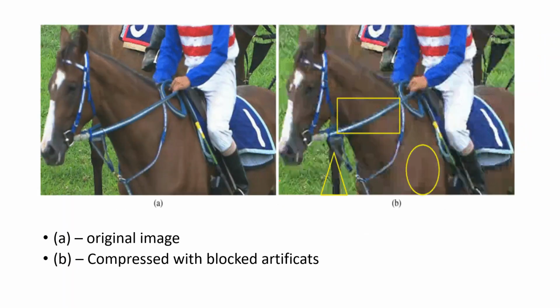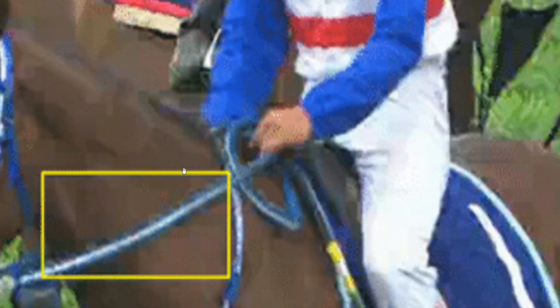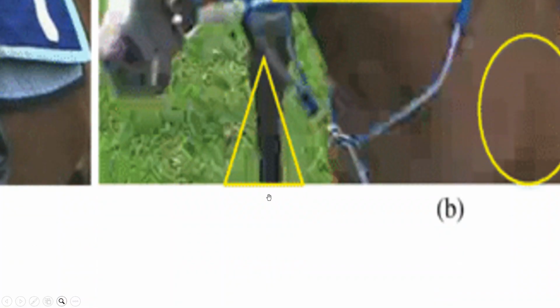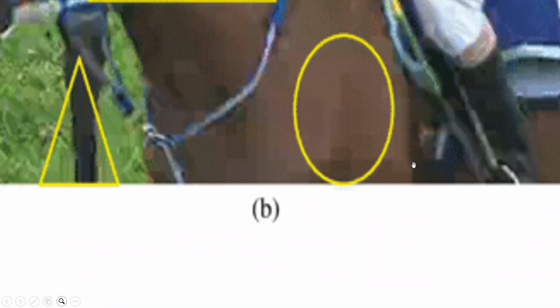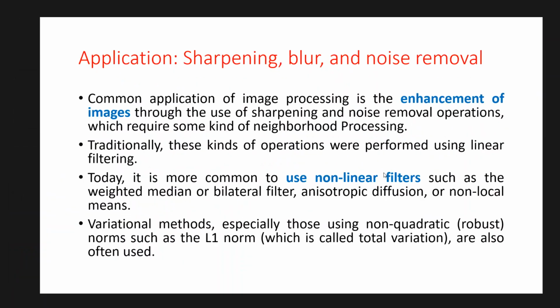So I hope you are able to see the images. Okay, so this is the original image, and this is the compressed image. On compressing, you could see there are blocking artifacts. The blocking artifacts are represented in yellow color. Compared to the rest, this region is somewhat blurred. That is known as blocking artifacts. So this is one of the major limitations.